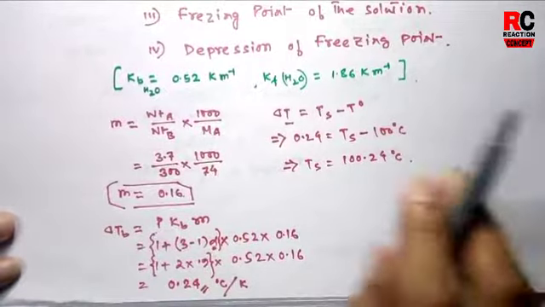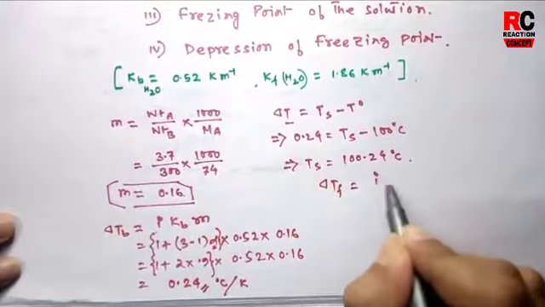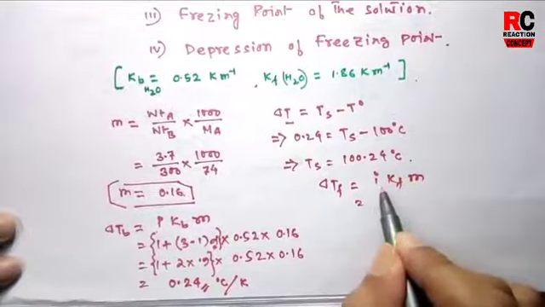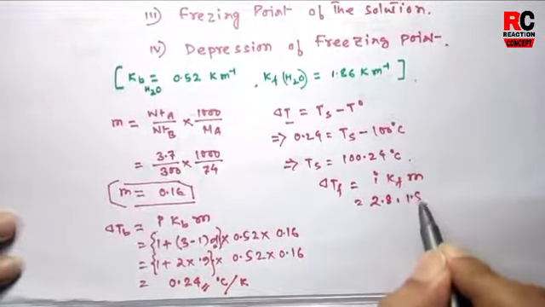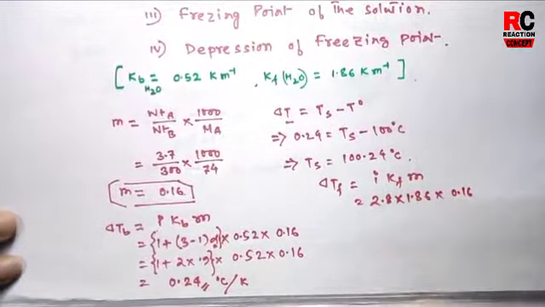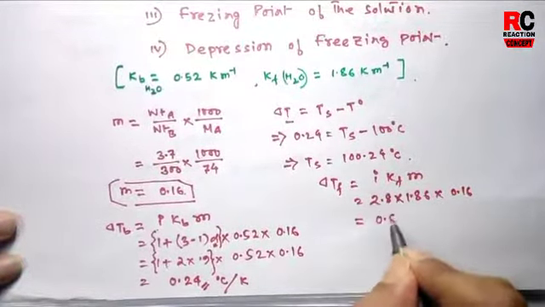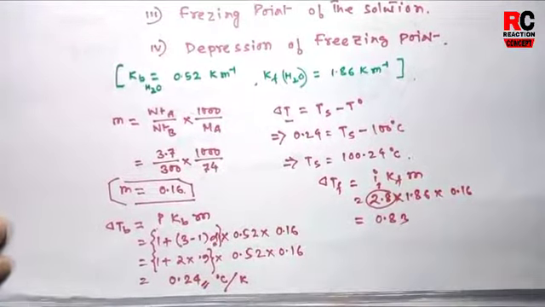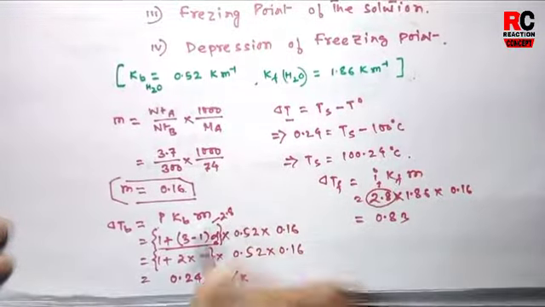Now we will discuss the freezing point of the solution. Del Tf is given by i into Kf into molality. I already know it would be 2.8, Kf is 1.86 for water, and molality of the solution is 0.16. If we calculate this, we get 0.83. This i value is calculated from the earlier expression, and if we calculate it, we get i equal to 2.8.